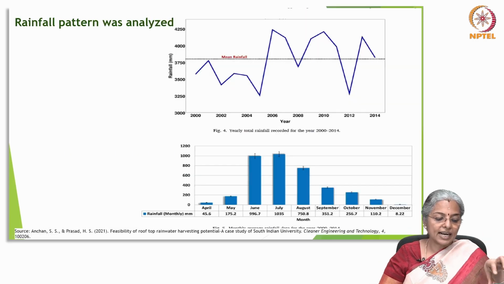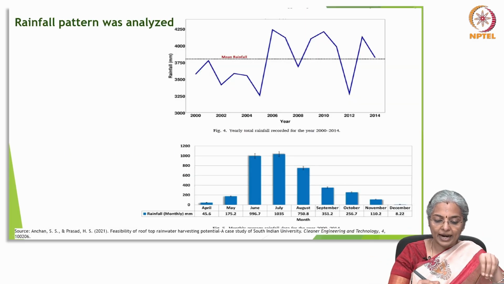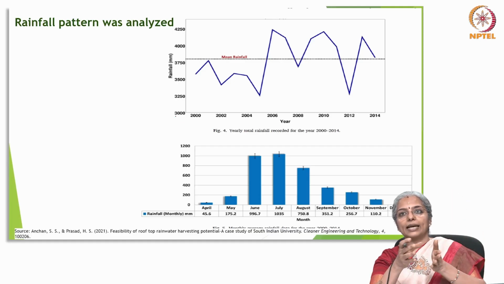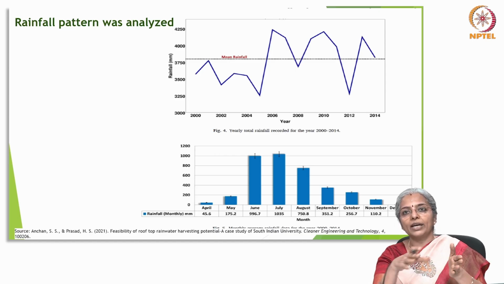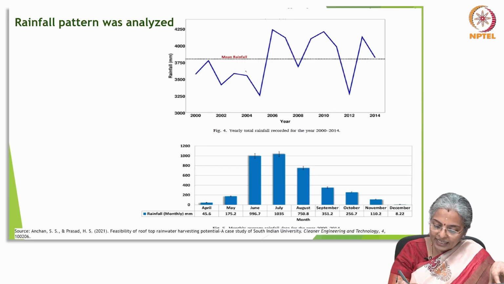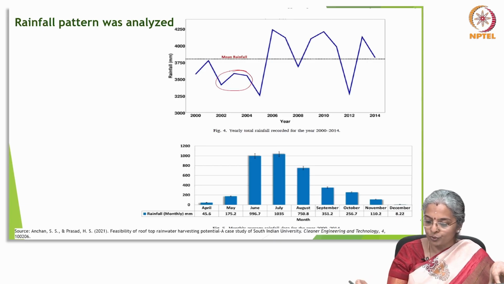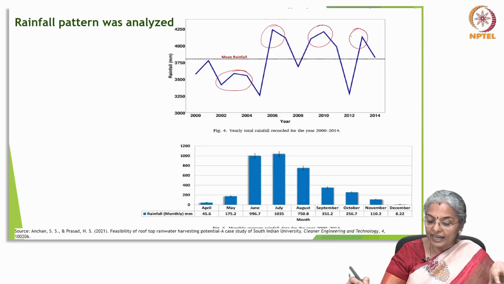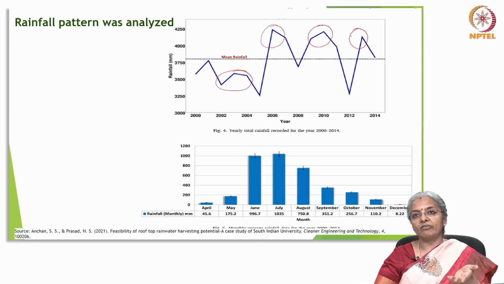Now, they analyzed the rainfall pattern and they found that the rainfall was not even, it was fluctuating quite a bit, and here you can see that they had very less rainfall around 2002 and 2004, whereas in the years 2006, 2010 and 2013 they had more than average rainfall.